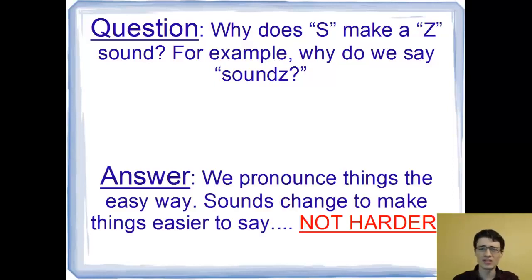Well, we pronounce things the easy way. Sounds change to make things easier to say, not harder. Let's try saying sounds the way it looks. Sounds, sounds. See, I even have to split it into 2 syllables when it's only supposed to be 1. So we say sounds because it's the easy way.